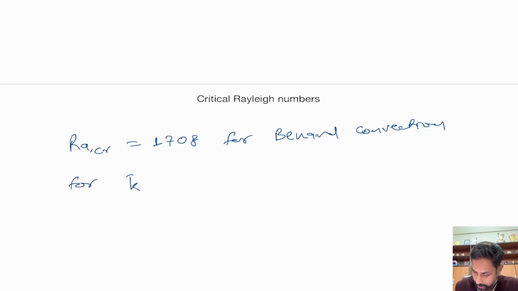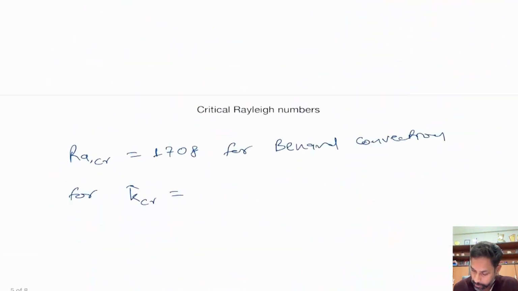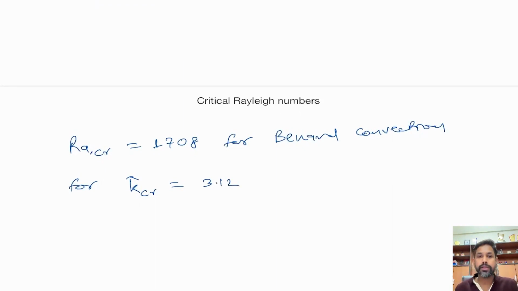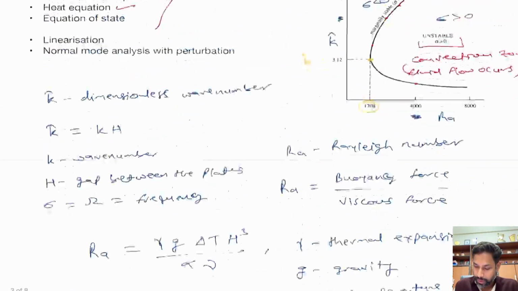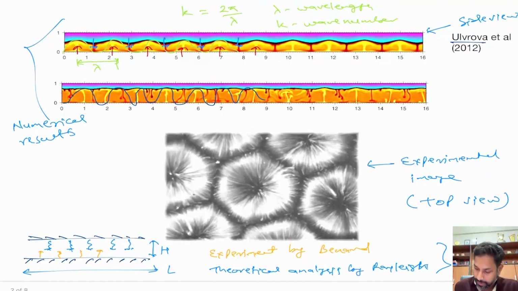For K hat critical equal to 3.12. Okay, so these are the minimum values that we have, beyond which convection should begin. But we need to notice that this K hat critical can depend on the flow conditions or several different conditions. So depending on what kind of pattern we are generating, like here we have seen this hexagonal pattern, but not necessarily will there be a hexagonal pattern in all cases, right?